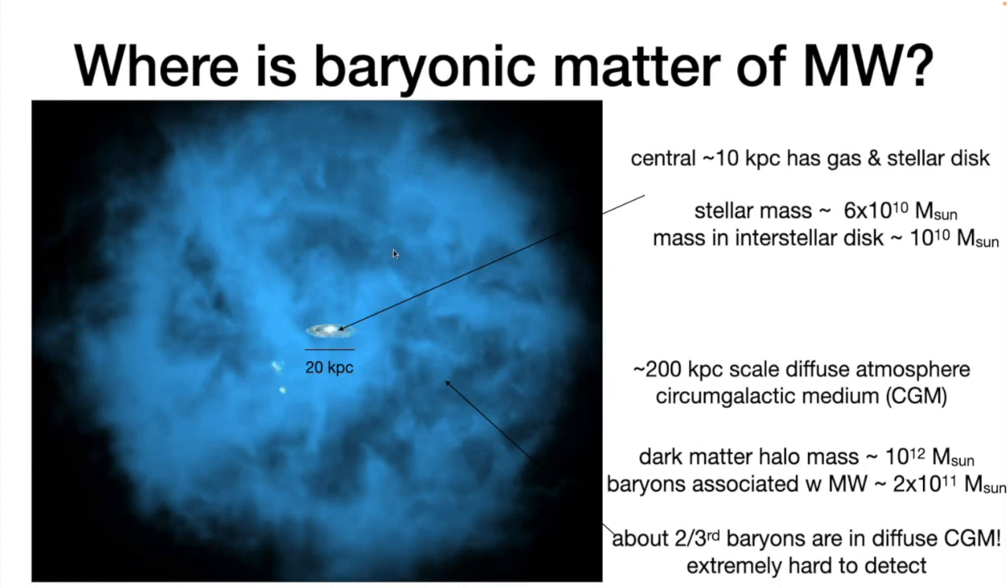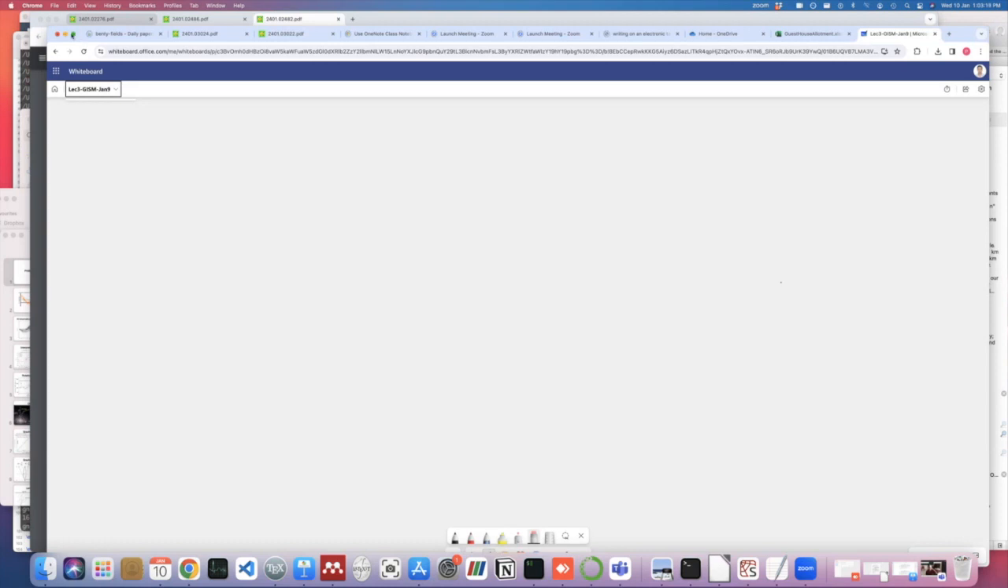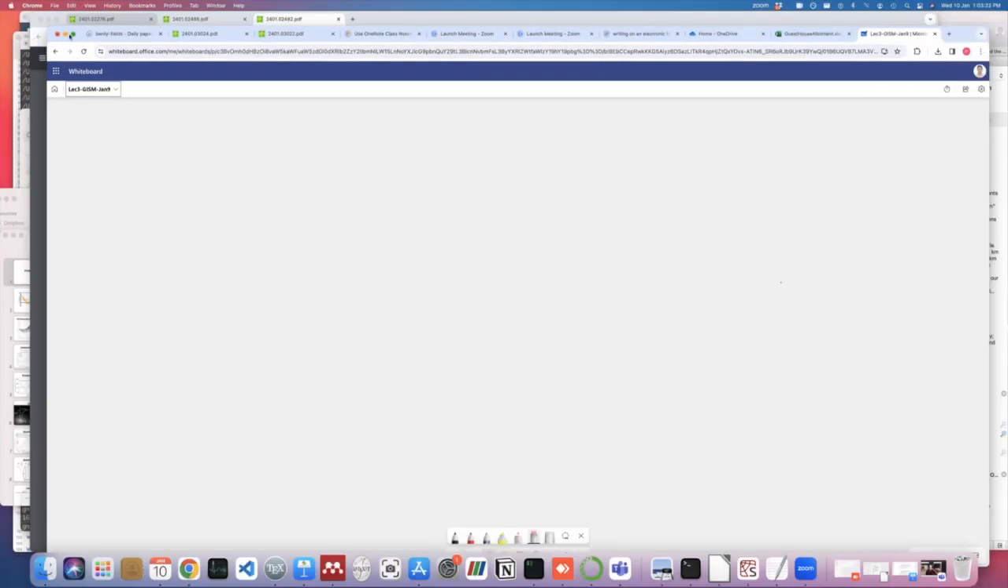And it turns out even within the Milky Way, there are a lot of baryons in this very diffuse atmosphere of the Milky Way, and this is called the circumgalactic medium. Okay, so what this is trying to illustrate is we know certain things to within a factor of 2 or 10, but there are things which we don't really know much about, even in the baryonic part, and that is the circumgalactic medium, and it's expected to have 2/3 of the baryons associated with the Milky Way galaxy.